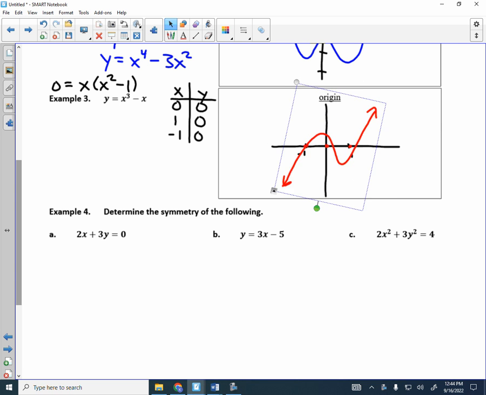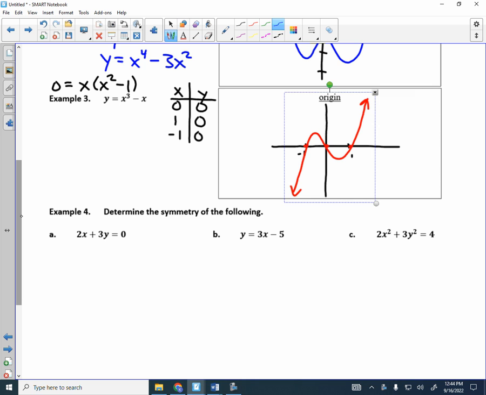But if you flip it, do people get the idea? It looks the same. Flip it 180 degrees. That's the idea. And so how we test that is very simple. We plug in negative x and negative y. This one is important for you to notice. I replace y with negative y, equals, I replace the x with a negative x, and I cube it, and then minus a negative x.